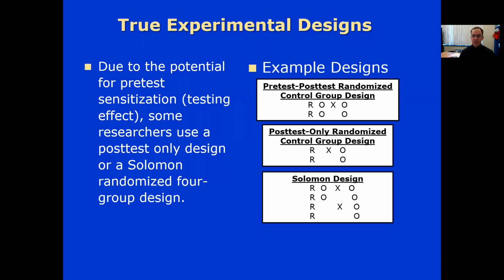Due to the potential for pretest sensitization or testing effects, some researchers may use a post-test only design or a Solomon randomized four-group design. So just keep that in mind. However, let's talk about these examples here. The first is the pre-test, post-test randomized control group design. And if you remember, the R indicates that the individuals have been randomized to an intervention group and potentially a control group.